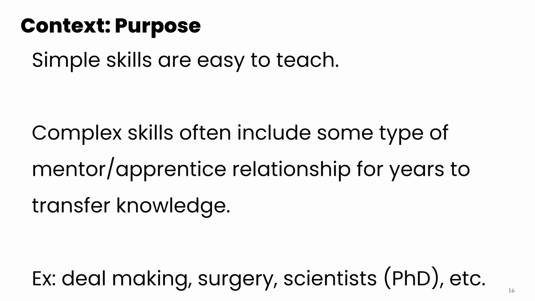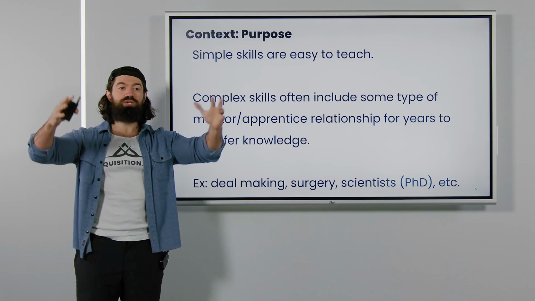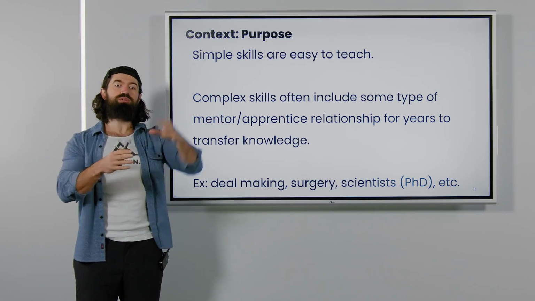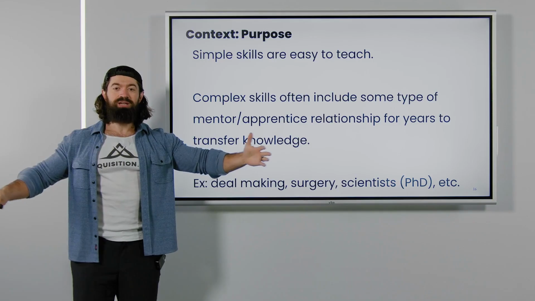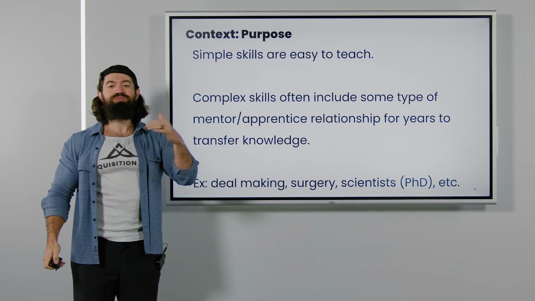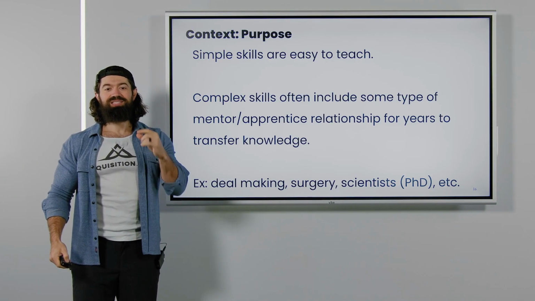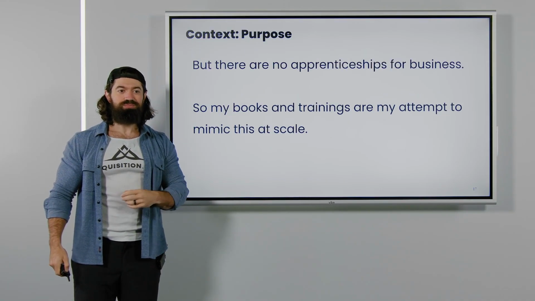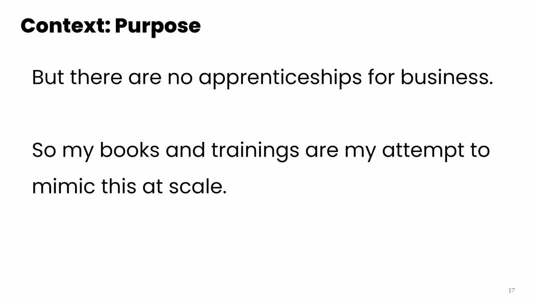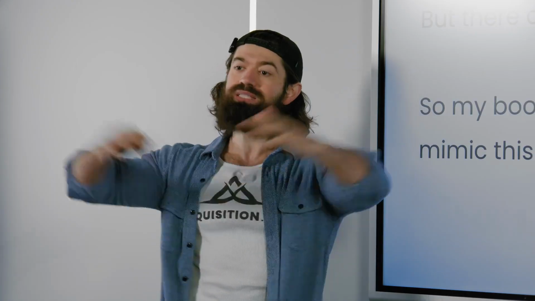Breadcrumbs, if you will. Simple skills are easy to teach. Complex skills often include some type of mentor or apprentice relationship for years to transfer knowledge. Think about deal making, surgery, scientists. Those are usually complex skills, but it's more that they're bundled terms with many skills underneath them. So it's more that people have a harder time quantifying it than that they are complex versus simple. But the thing is that there's not very many apprenticeships for business. This is the problem, right? And so my books and my trainings are my attempt to mimic apprenticeship at scale.